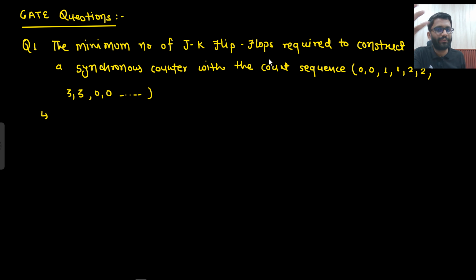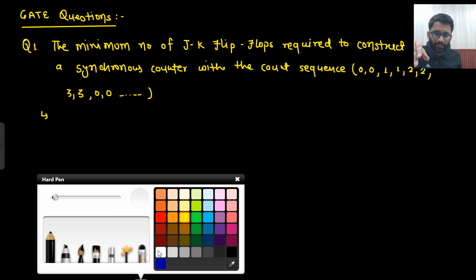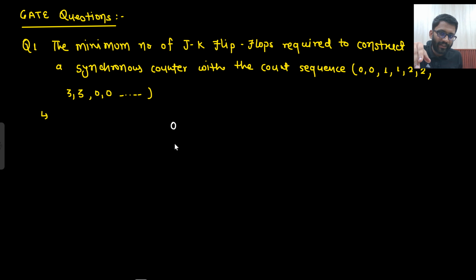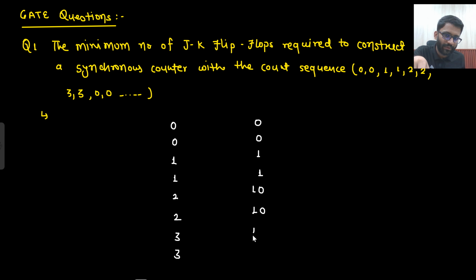The minimum number of JK flip-flops required to construct a synchronous counter with the count sequence 0 0 1 1 2 2 3 3 and then 0 0. So in that manner they ask 0 0 1 1 2 2 3 3. How would you show 0 at 0 only? How would you show 1 at 1 only? How would you show 2 in binary? That would be 1 0, 1 0, and this would be 1 1, this would be 1 1.